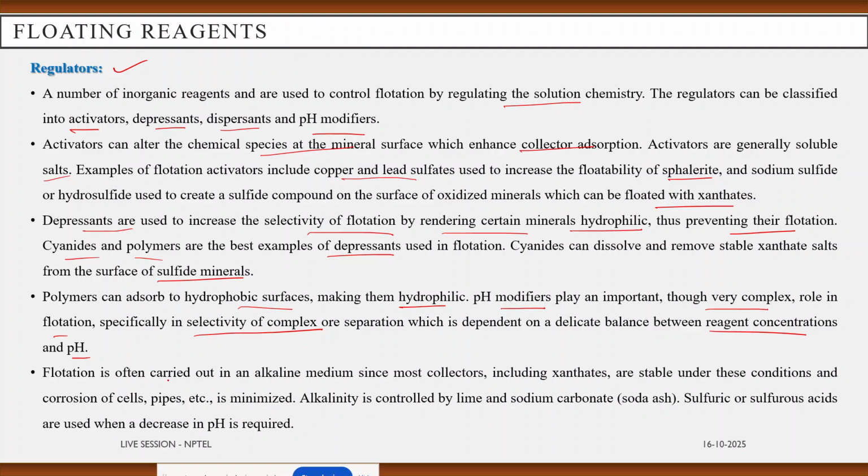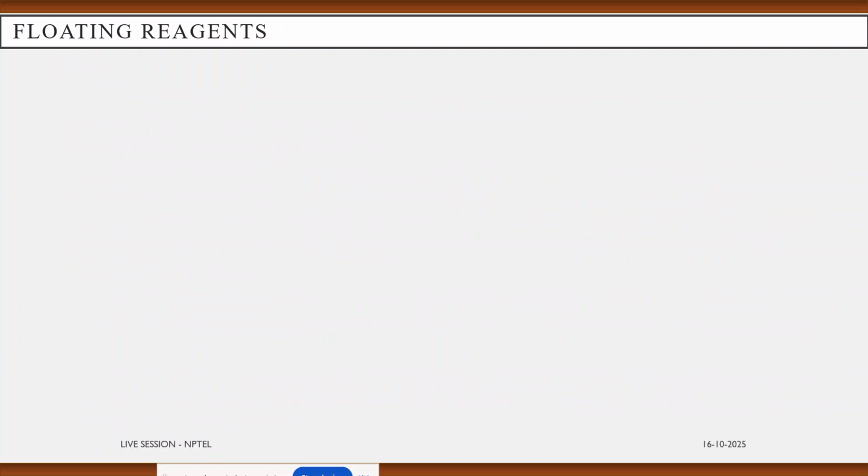So this flotation is often carried out in an alkaline medium, since most of the collectors, including xanthates, are stable under these conditions and corrosion of cells and pipes is minimized. Alkalinity is controlled by lime and sodium carbonate. Sulfuric acid or sulfurous acid can be used when a decrease in pH is required. So these all are the criteria of regulators.